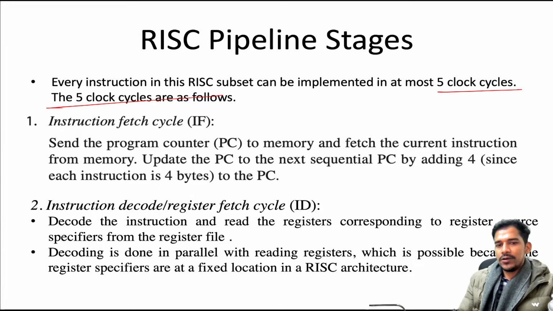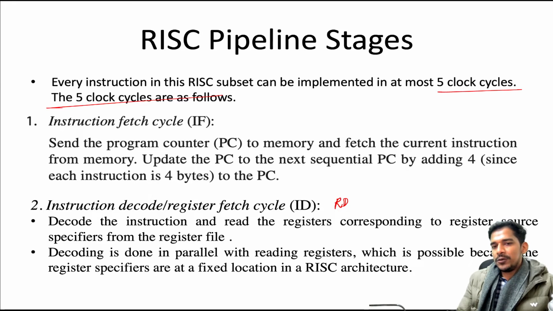The instruction decode or register fetch cycle is an important stage of the pipelining, in which you do two things. You decode the instruction, which means you find out what kind of instruction it is: a data manipulation instruction, a data transfer instruction, or a transfer of control instruction. And in the same cycle you fetch the registers. Sometimes instead of instruction decode, it is also called the register read cycle, RD cycle.